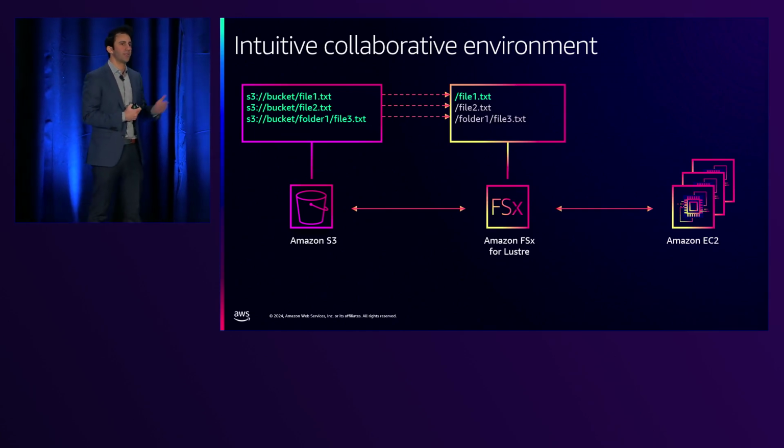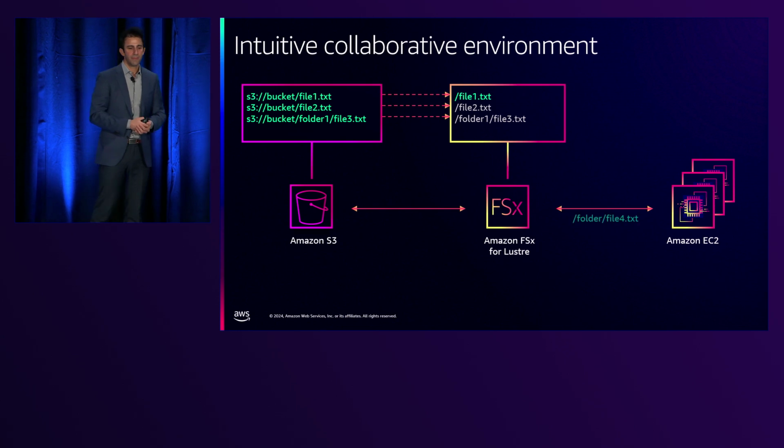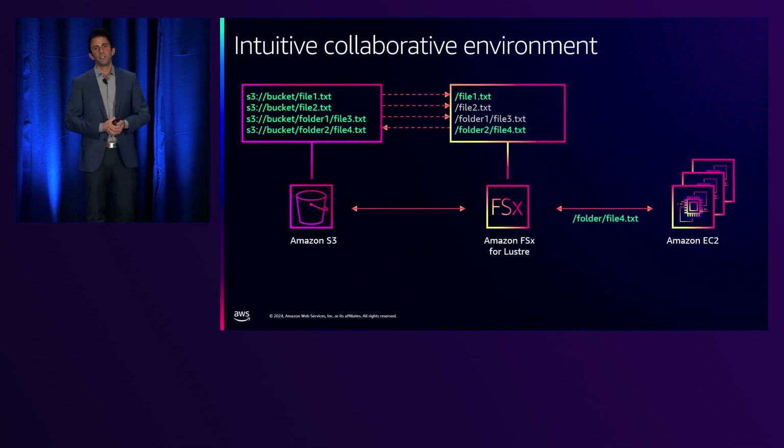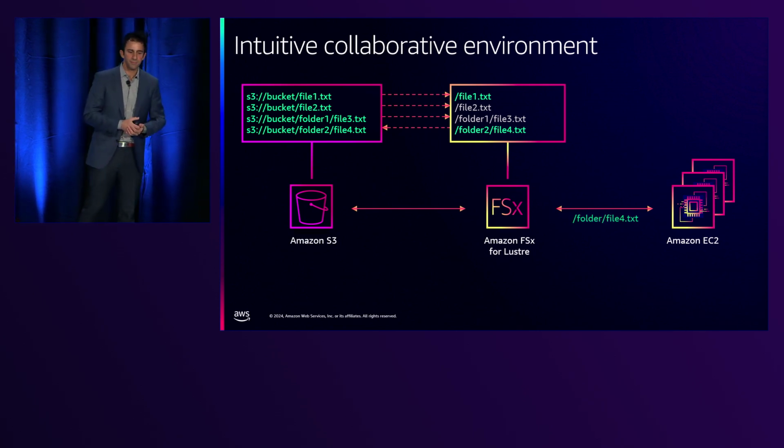As you add data to your S3 bucket, you can choose again to automatically synchronize with your file system so that the metadata is visible. And if you write data to your file system, you can choose to have that data be automatically sent back to Amazon S3 and synchronize your data with your S3 bucket.